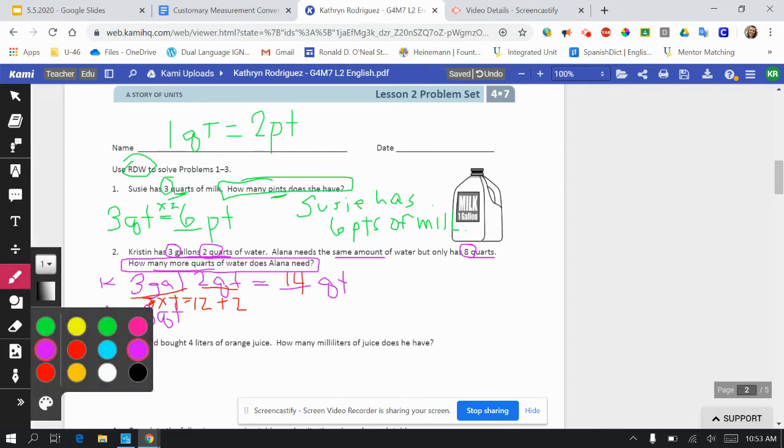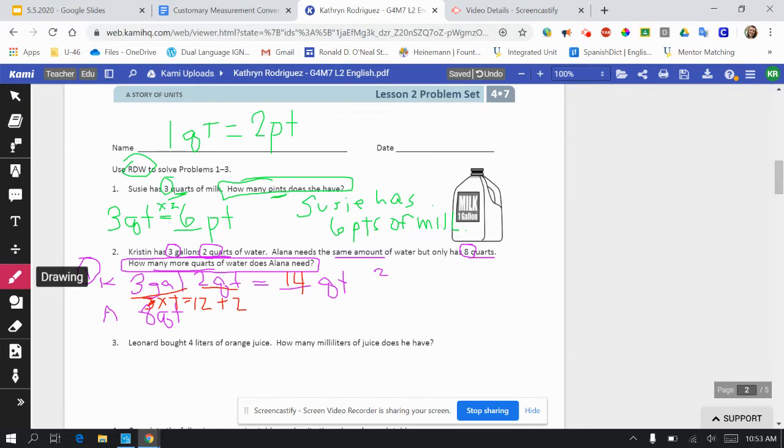I'm going to change back to purple then. So this was step 1. Now this will be step 2. Elena needs the same amount of water but only has 8 quarts. How many more quarts of water does she need? So Kristen has 14 and Elena has 8. So I'm going to subtract to figure out how many more quarts Elena needs. She needs 6 more. So now my complete sentence answer: Elena needs 6 more quarts.